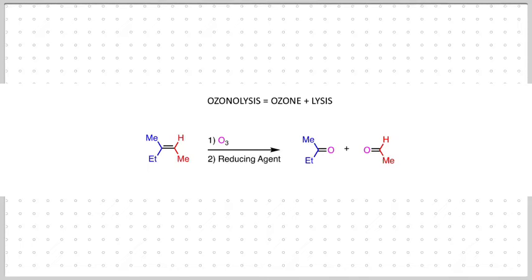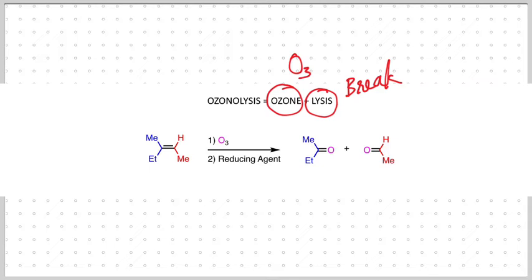We can split the term ozonolysis as ozone and lysis. Ozone indicates O3 and lysis means break. In an ozonolysis reaction, we are breaking carbon-carbon double bonds and carbon-carbon triple bonds with the help of ozone.